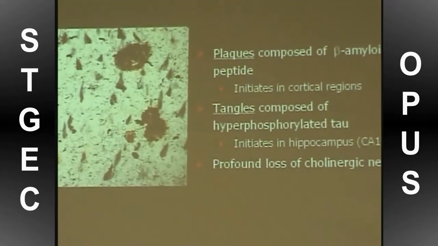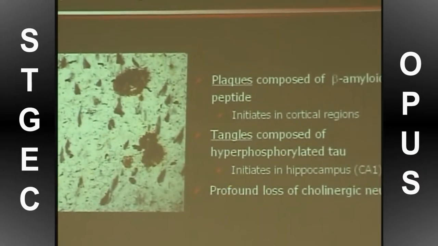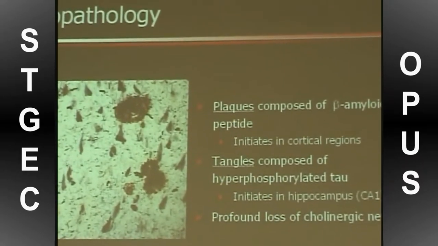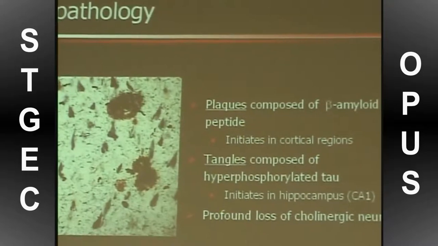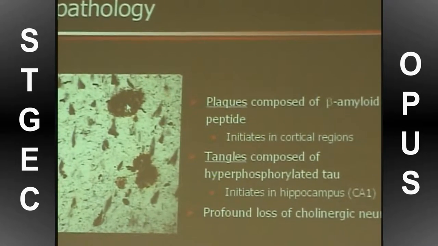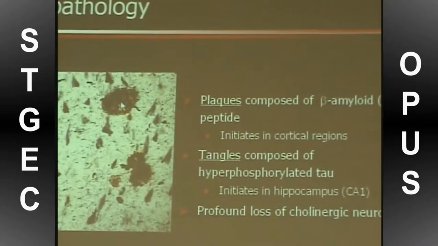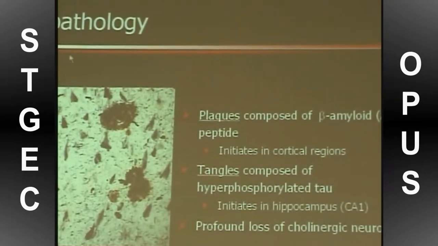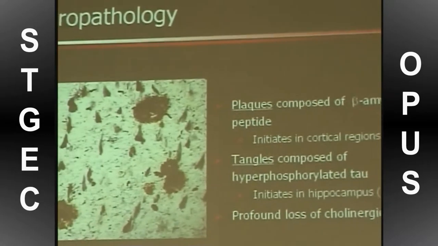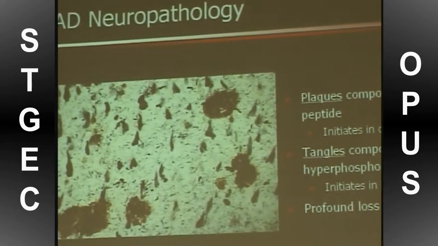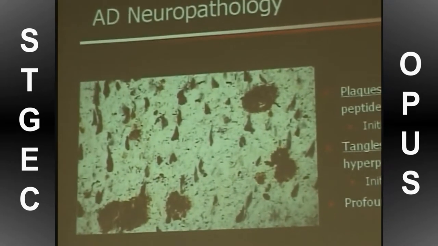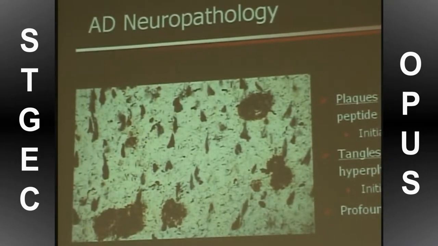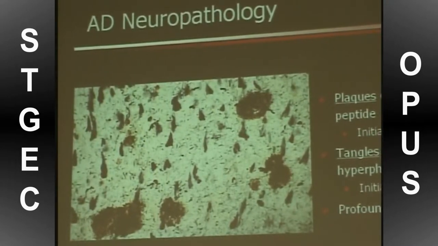And so, from a neuropathological point of view, the AD brain is characterized by two main lesions. We have extracellular plaques formed by a small peptide called amyloid beta, or A beta, and intraneuronal inclusions, neurofibrillary tangles, formed by a protein called tau, which is hyperphosphorylated in these inclusions.